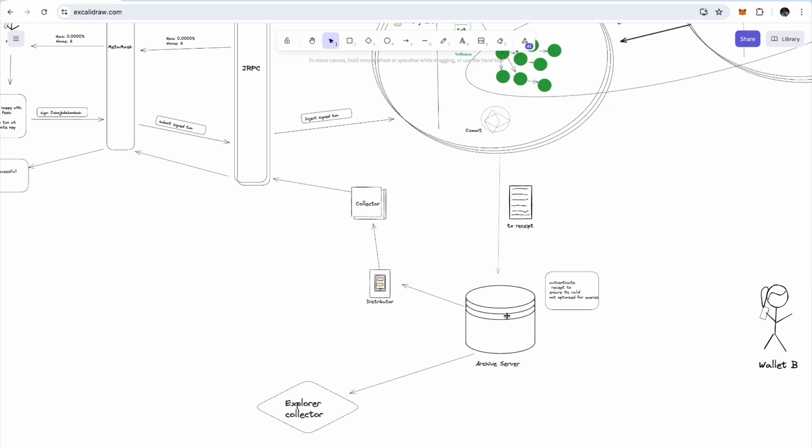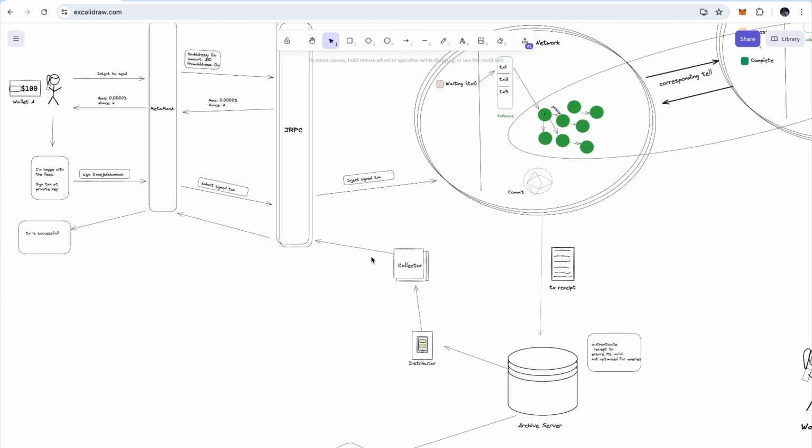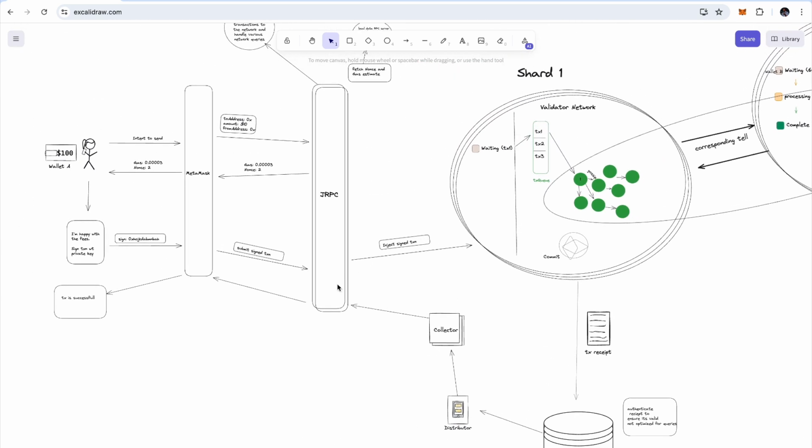The archive server receives the transaction receipt, saves it in the database, and passes it on to the distributor and to the Explorer collector. The distributor would pass that data to every other collector that needs it, and then this collector will receive the data, send it back to the JSON RPC server, which will then update MetaMask, and MetaMask will let the user know that the transaction has succeeded.